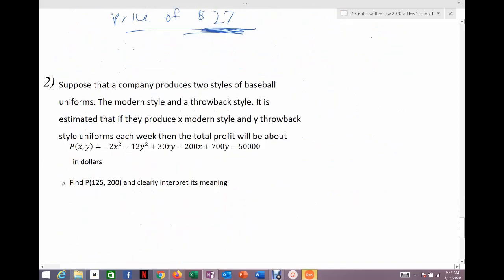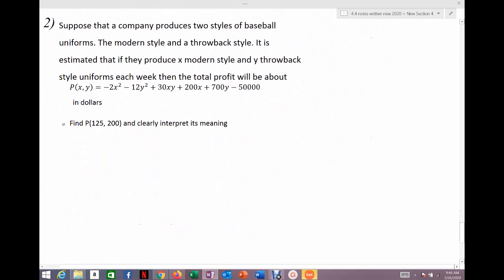Alright, so now we're going to put it all together. Suppose we have a company that sells two different types of baseball uniforms, modern style and throwback. It's estimated if they produce X modern and Y throwbacks, the total profit will be that profit equation, P of X, Y, in dollars. The first part is just asking you to find the profit at X equals 125 and Y equals 200, and then explain what it means.